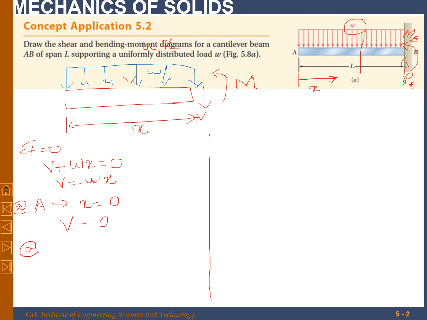Now at B, X is equal to L, and the shear force will become minus WL. If you look at the expression, the shear force changes linearly, 0 at A, and it will be maximum at point B. This expression is valid for the whole length of the beam for this problem.